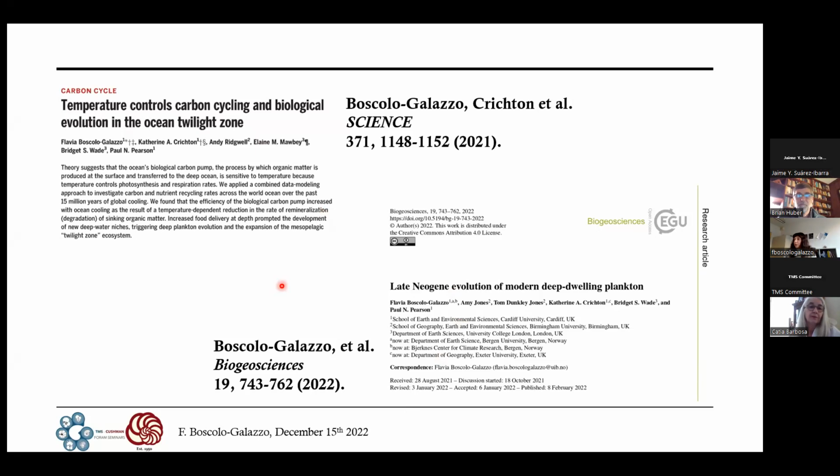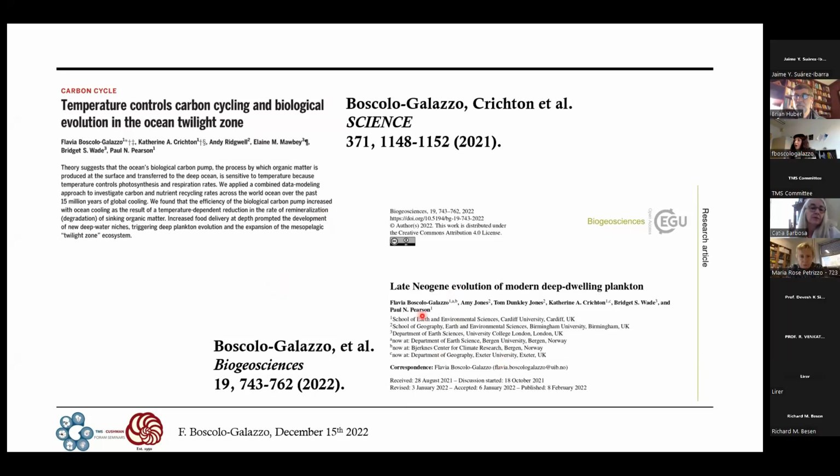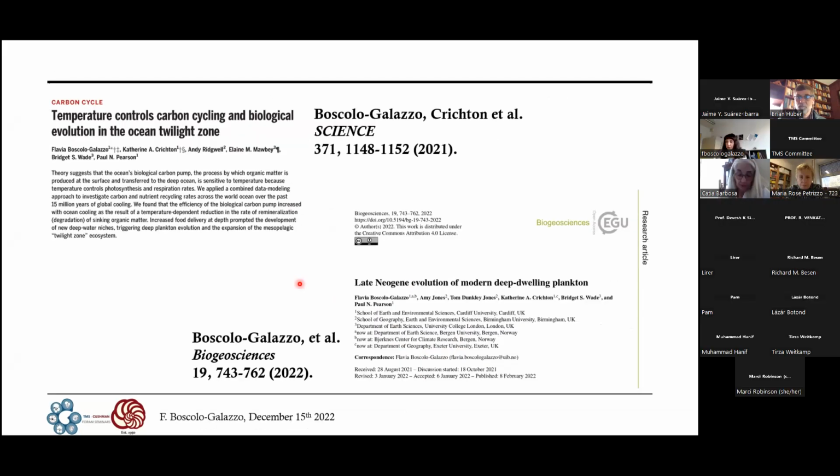So part of the work I'm presenting today was published last year in Science, where we presented the broad picture on the project. But today I'd like to focus more on the foraminiferal side of the story, which was published just a few months ago in Biogeosciences.